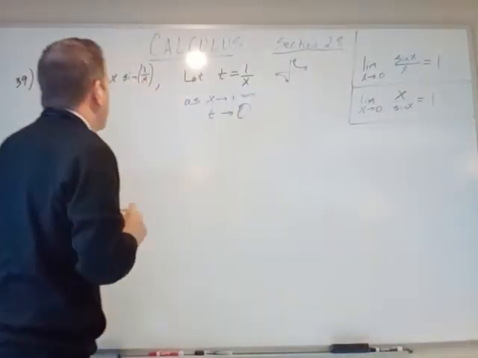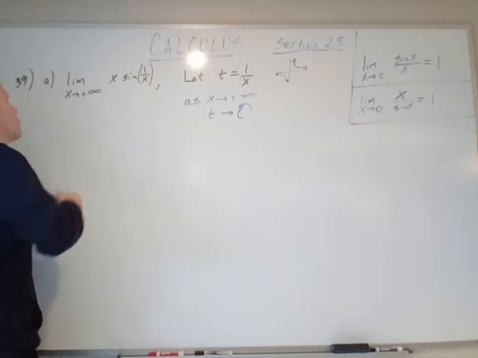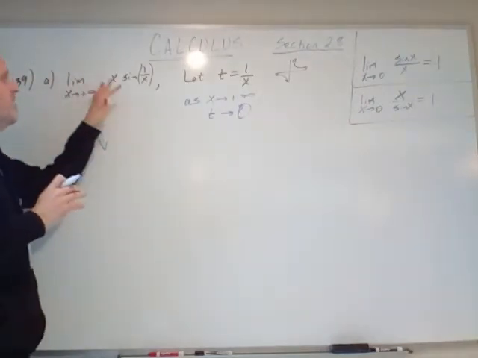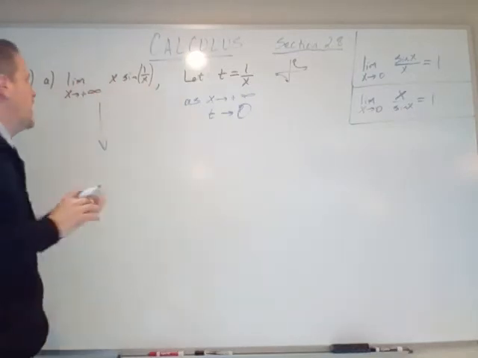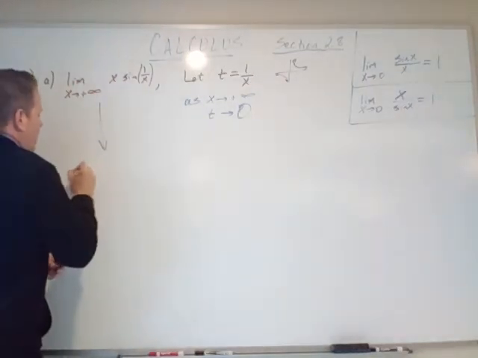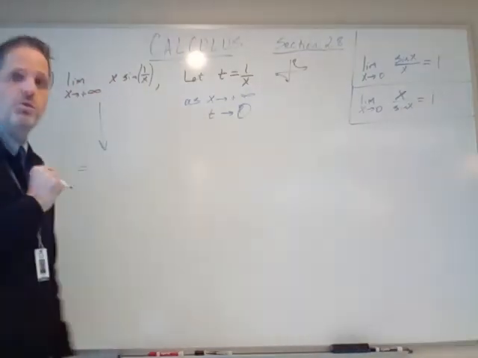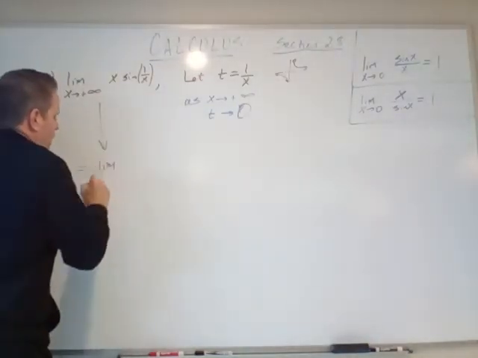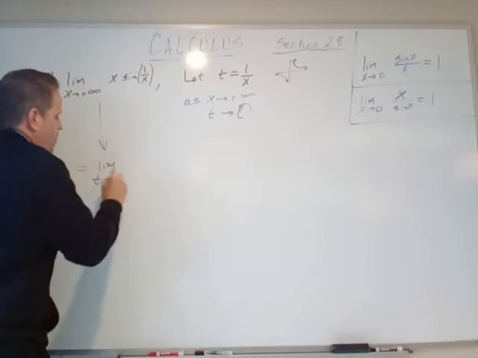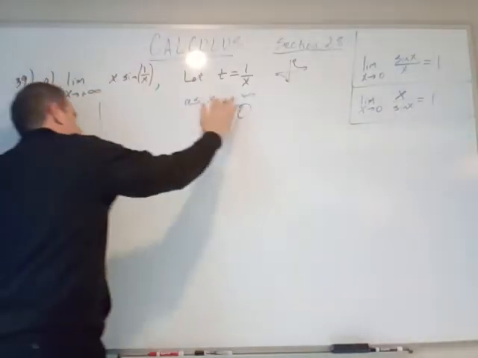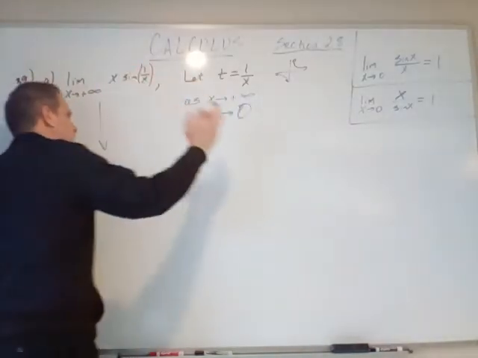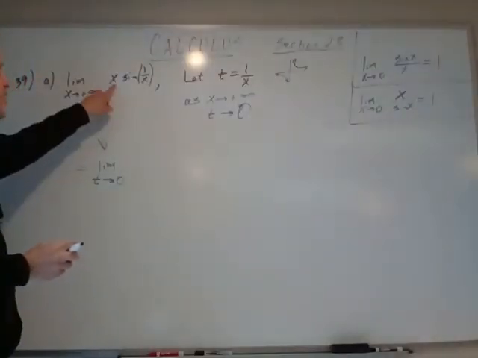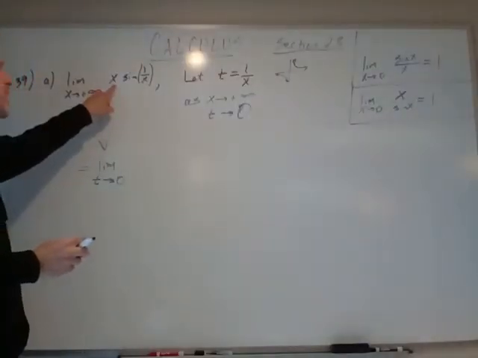Okay, so that means then over in our problem, we are going to replace everything that has an x in it with a t. So first off, I'm not going to say the limit as x approaches positive infinity. I'm going to say the limit as t approaches 0, because as x approaches positive infinity, t approaches 0.